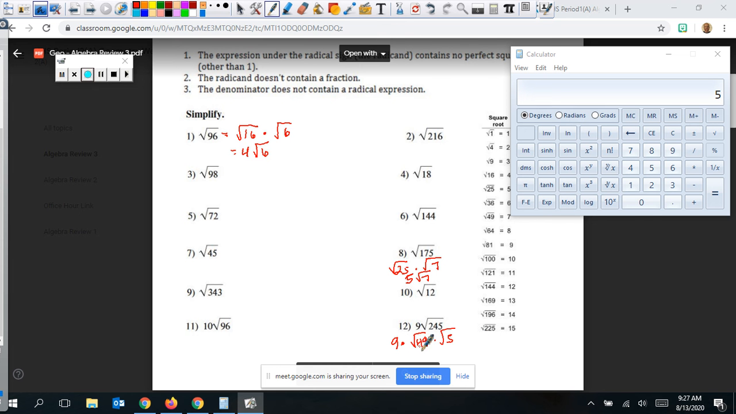So 49 turns into a 7. The square root of 49 is 7. So now we have 9 times 7 with the square root of 5 next to it. That's 63. So our answer for this one is going to be 63 and the square root of 5 next to it. That's our answer for that one.